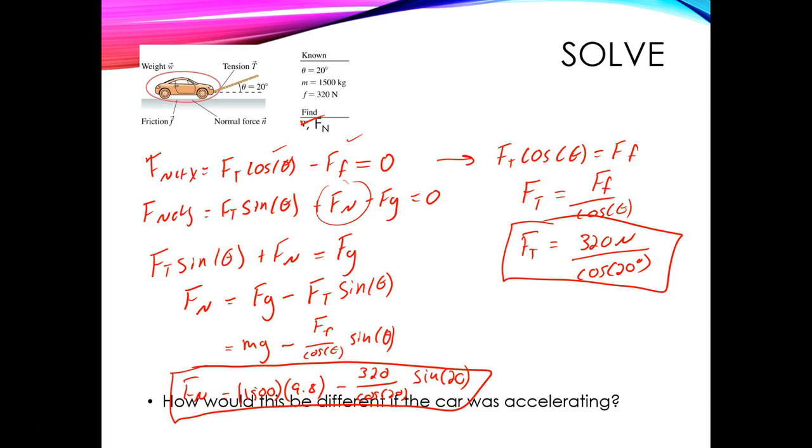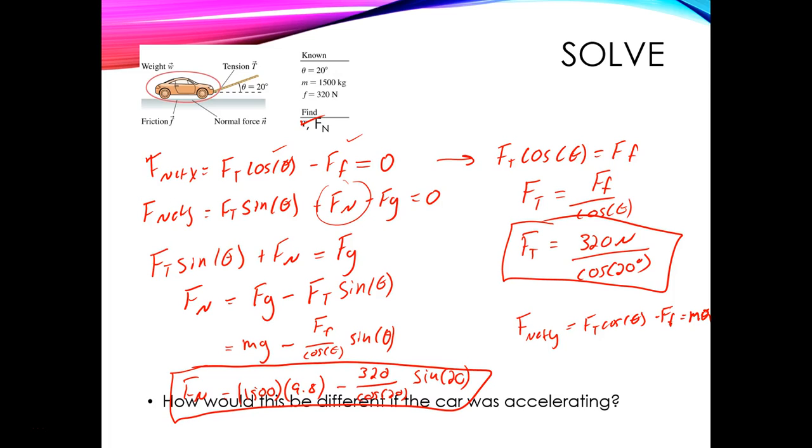So my other question here is, how would this be different if the car was accelerating? Well, if the car is accelerating, let's say in this case we're only accelerating in the x direction. The way I would write my f net x equation is I'd say f net x is equal to Ft cosine of theta minus that frictional force, and instead of equaling it to 0, I would say it's equal to mass times acceleration. So remember, anytime we're accelerating, our net force should be equal to mass times acceleration.